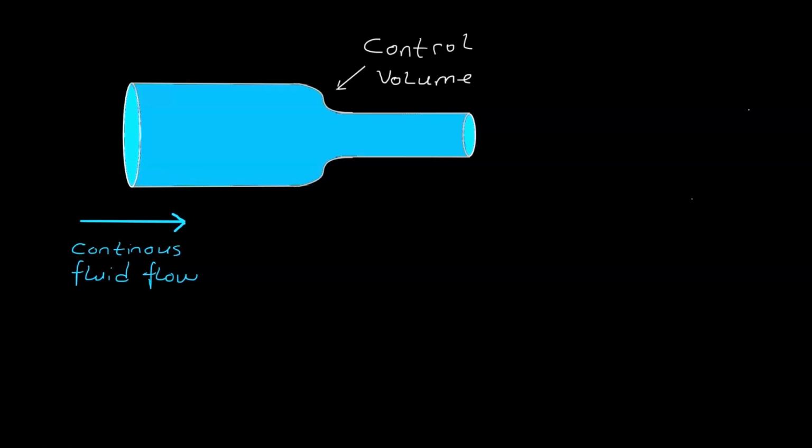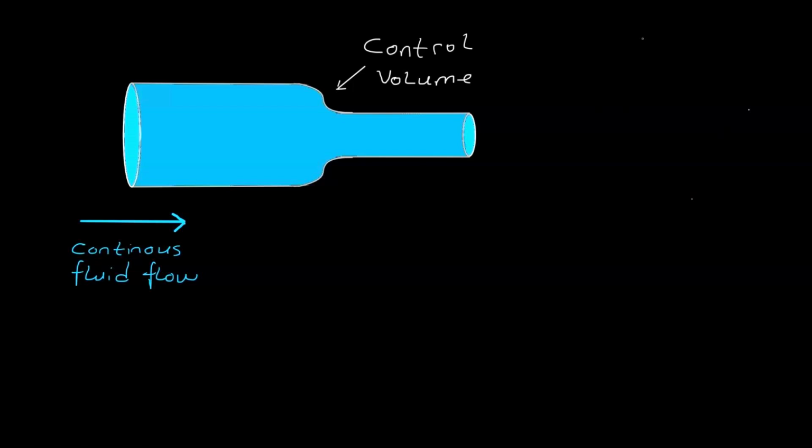We're now going to see how we can apply the principle of conservation of mass to fluids in motion. To do this, we'll consider a section of a pipe through which fluid flows continuously, and at this section, the pipe changes diameter. This section of pipe under observation is called a control volume, since it remains constant in volume as fluid passes through it.